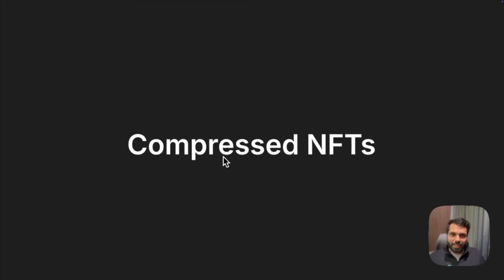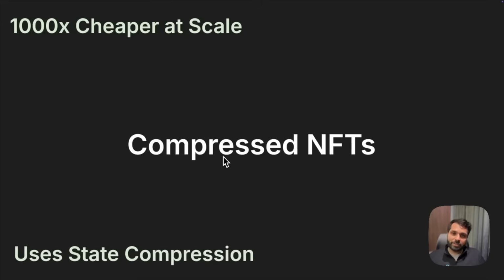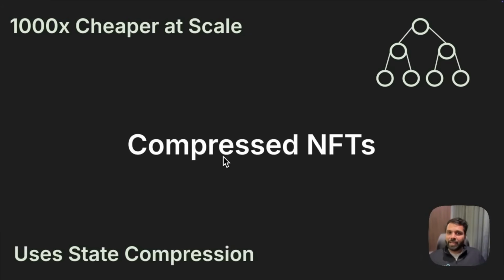Compressed NFTs are a relatively newer standard compared to your traditional NFTs. As the name suggests, the NFT data, like metadata, is actually compressed and stored in the blockchain state. Because of that, compressed NFTs can be 1000x cheaper at scale compared to your traditional NFTs. They use state compression and can be accessed via a Merkle tree. So basically, the metadata of compressed NFTs is hashed and stored in a Merkle tree, and then the hash of the root of that Merkle tree is stored on chain.